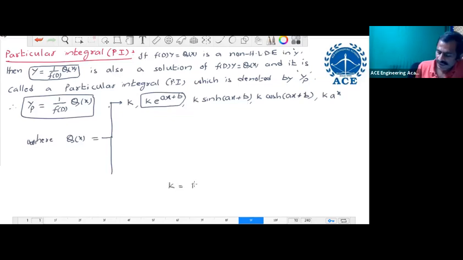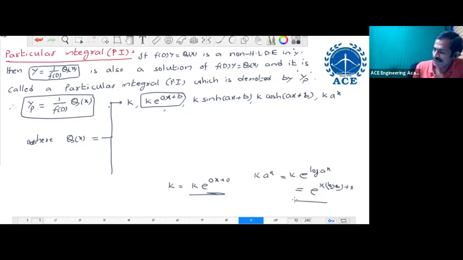Suppose k is given, we get k into e power 0x plus 0. This is in the form of exponential like this. So we follow this method. Sine hyperbolic can be written in terms of exponential. Cos hyperbolic can be written in terms of exponential. And k into a power x also: k into e power log of a power x, or e power x into log a plus 0. So all these functions can be written in terms of exponential. That is why whatever method we have for the exponential, we follow the same method for the other functions. That is why these functions come under one case.